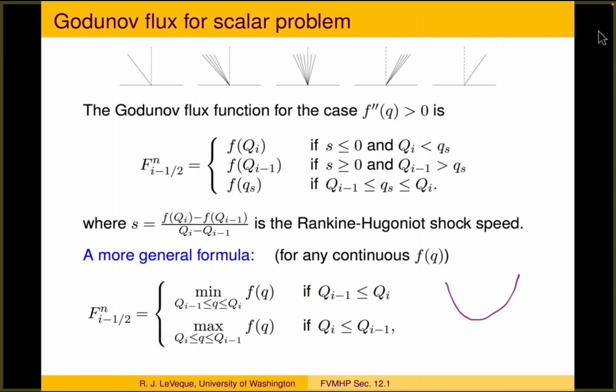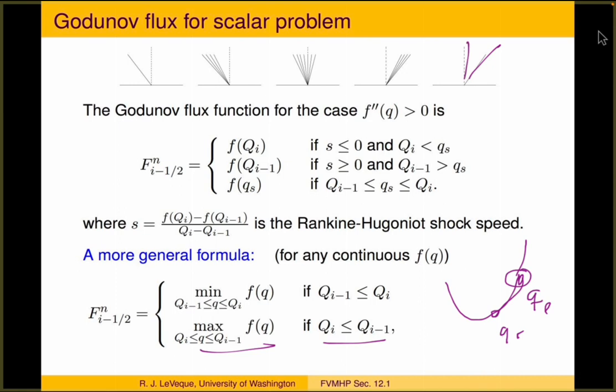Similarly, if we switch those states, then if, say, this is q left and this is q right, we're looking at the same interval, but we'd be looking at this case where q_r, which is Q_i, is less than or equal to Q_{i-1}, so we look at the maximum value of f of q. That's f of q_l in this case. This is the case where we have a shock wave moving to the right. The Rankine-Hugoniot speed is positive, the slope of the chord there. And again, this flux at the interface is f of q_l.